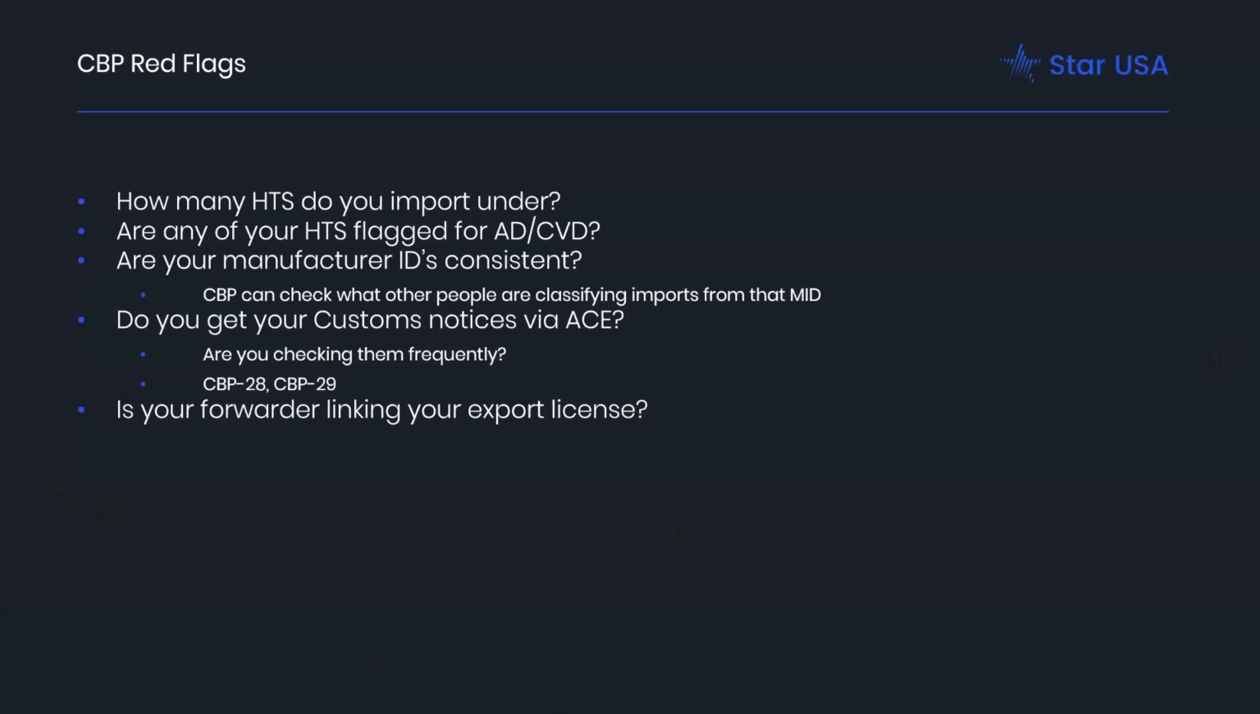CBP tends to flag if you have a ton of HTS, or you maybe only have one HTS and your items are more varied than that. They will definitely flag if you are importing products that are subject to anti-dumping or countervailing duty. You want to make sure that your MIDs are consistent. And if you do get your customs notices like your CF28 via ACE, you have to check them frequently.